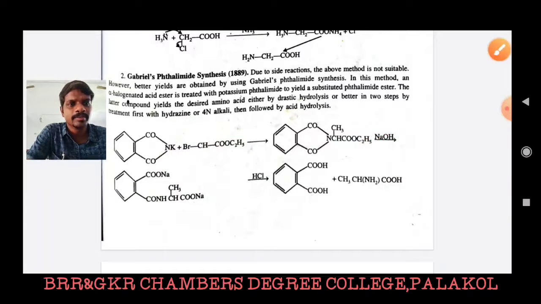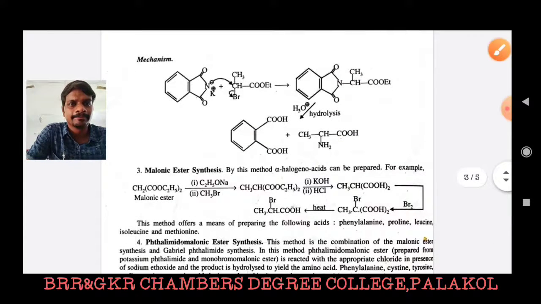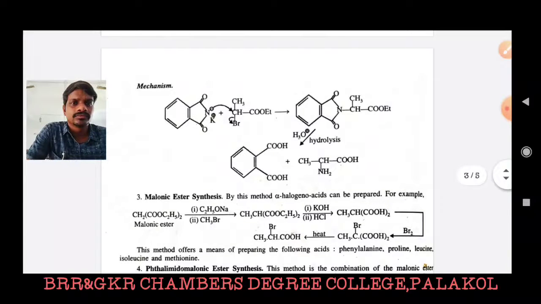So let us see the mechanism in detail. Here in the mechanism, phthalic anhydride is treated with ammonia, then we get phthalimide. Phthalic anhydride on treatment with ammonia or urea gives phthalimide. This preparation is done in your first semester practicals, students. How can we prepare phthalimide? Phthalimide is prepared from phthalic anhydride, by treating it with ammonia or urea.